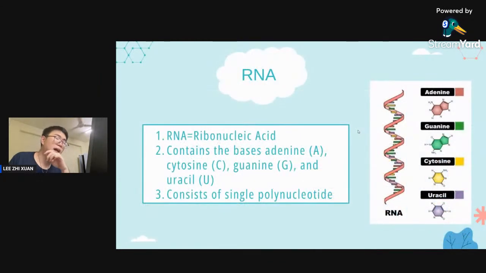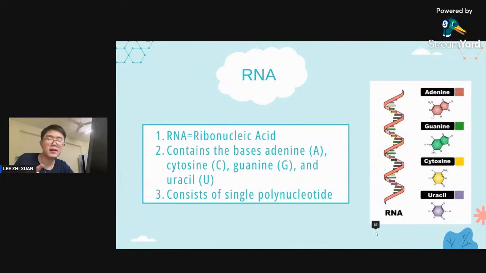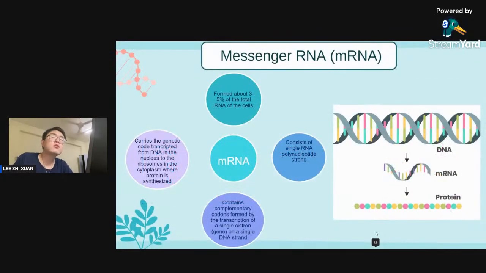But for RNA, the main difference I already mentioned is the nitrogenous base. So in RNA, thymine is replaced by uracil. So adenine, cytosine, and guanine are normal, also present in the RNA, but thymine is not present in RNA. It is replaced by uracil. And RNA only has a single polynucleotide chain, compared to DNA which has double. RNA only single.